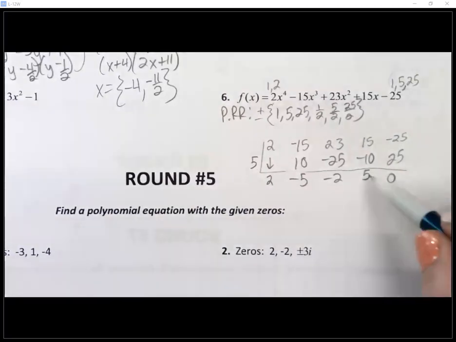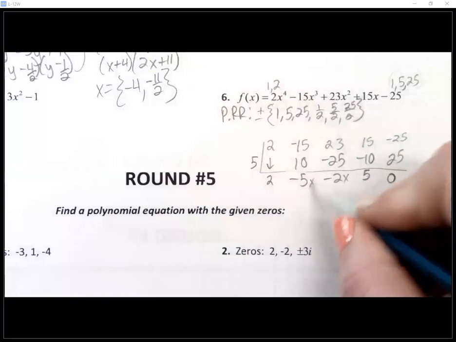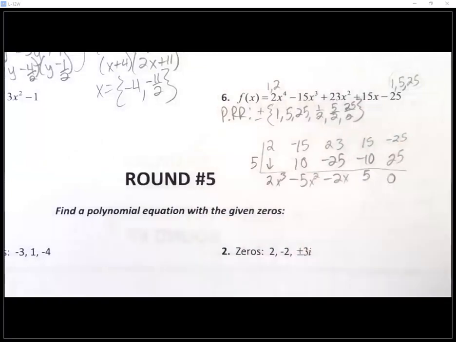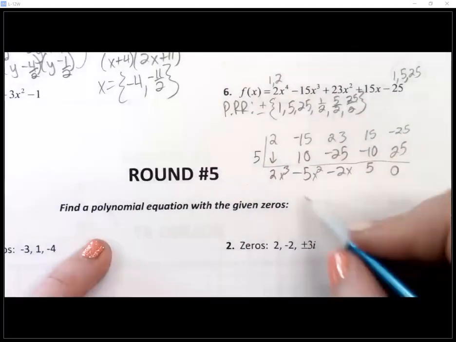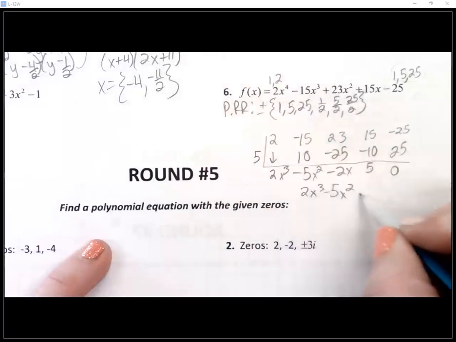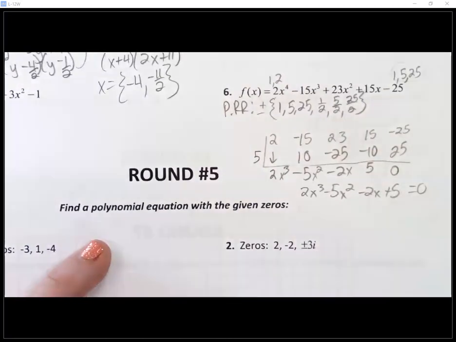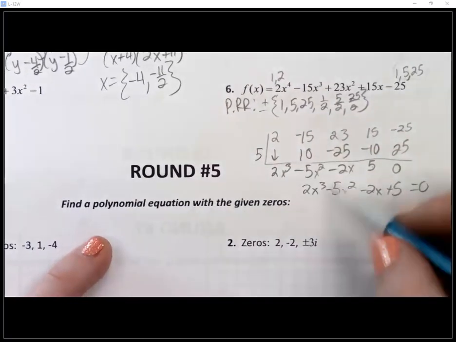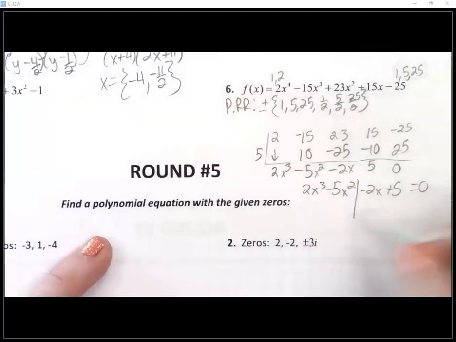Constant, x to the first, x squared, x to the third. So now if I write that nice and neatly, I'm at 2x to the third minus 5x squared minus 2x plus 5. Remember, I'm trying to solve this. Once I'm down to 4 terms, I can try factoring by grouping. And this one does factor by grouping.